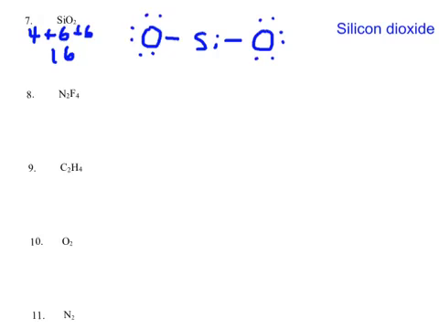So for each pair short, I draw a bond. One here, one here. And then I have to erase a pair for each bond I drew, so I don't end up with more electrons than I'm supposed to have. And now that is what our silicon dioxide molecule is supposed to look like. Let's move on to the next one.